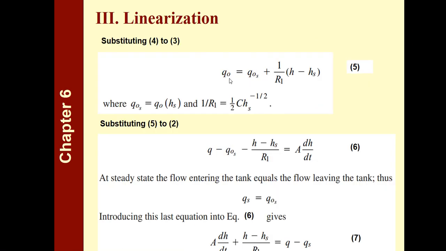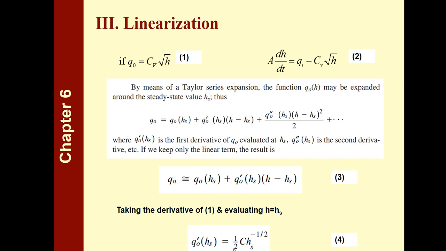So this would be your q being equal to q of os plus h minus hs divided by r1. Now it's defined already that your q sub os is your q sub o at h evaluated at h sub s, meaning the q sub o at steady state condition. This is already it. And the 1 over r1 here is already this set of constants, because you could see in here that you have this set of constants 1/2 c h sub s raised to negative 1/2.